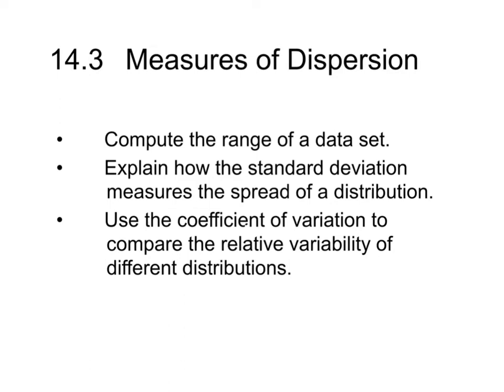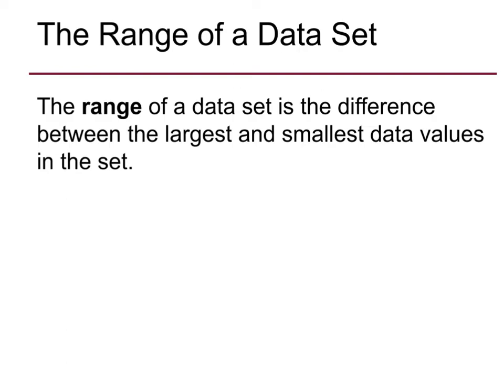Hi everyone. In this video, we're going to go through section 14.3, measures of dispersion. In this section, we will look at three different terms. The first is the range of a data set, and then the standard deviation, and then the coefficient of variation. So three different topics that all deal with the dispersion of a data set, and that just means how spread out it is. Our first definition is that of range.